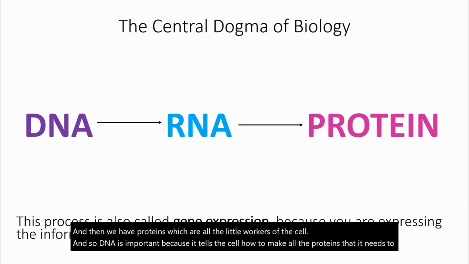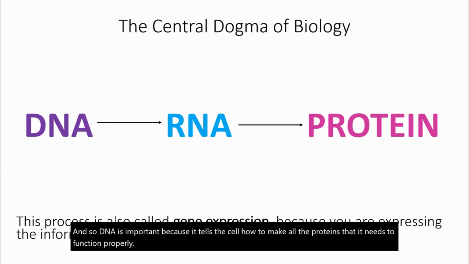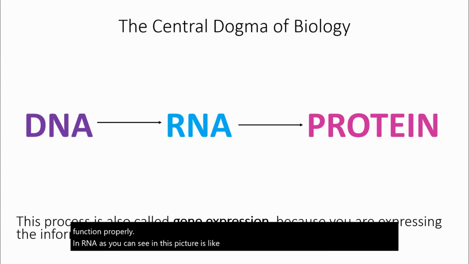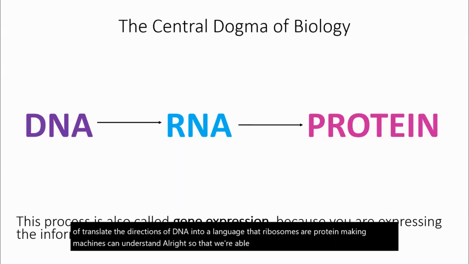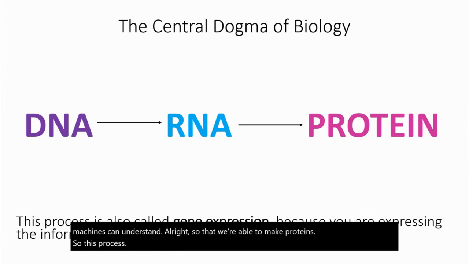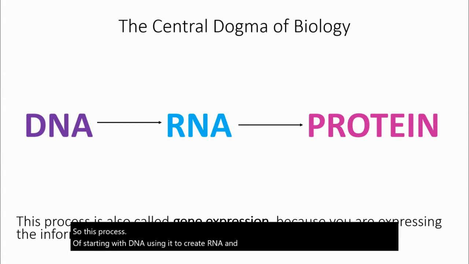to function properly. And RNA, as you can see in this picture, is like a middleman. It is going to help essentially translate the directions of DNA into a language that ribosomes, our protein-making machines, can understand. All right, so we're able to make proteins. This process of starting with DNA, using it to create RNA, and then using that RNA to build proteins is also called gene expression.